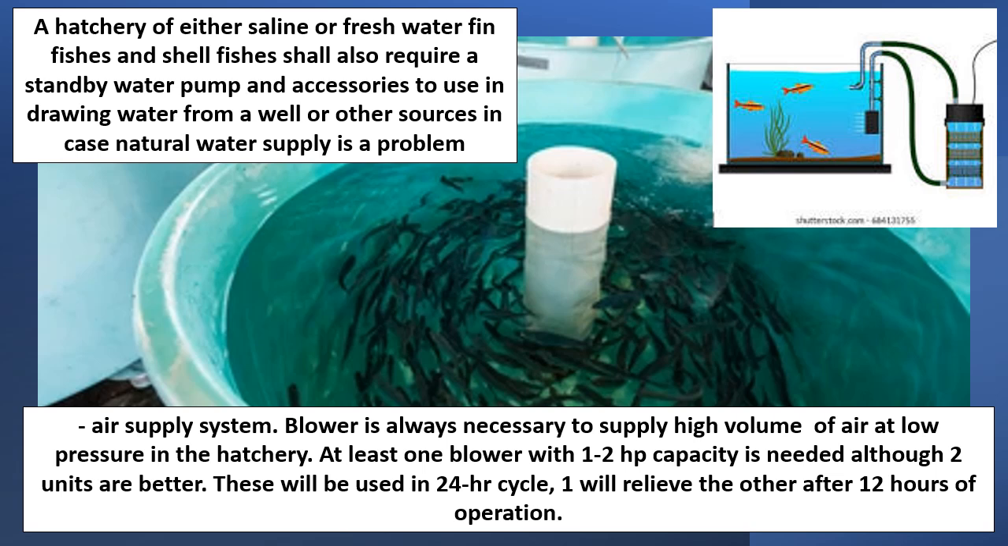Air supply system. A blower is always necessary to supply a high volume of air at low temperature in the hatchery. At least one blower with 1 to 2 horsepower capacity is needed, although 2 units are better. These will be used in a 24-hour cycle. One will relieve the other after 12 hours of operation.